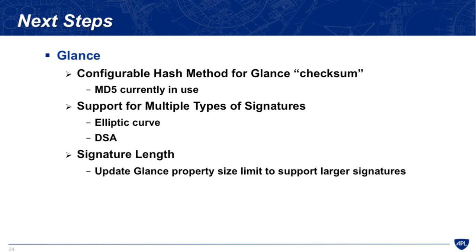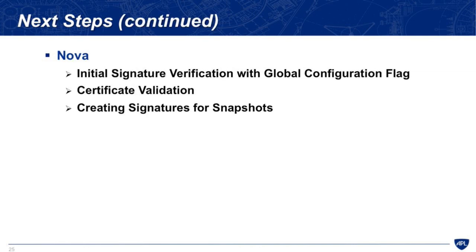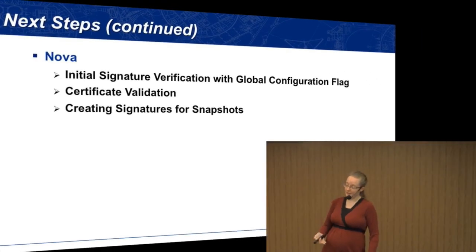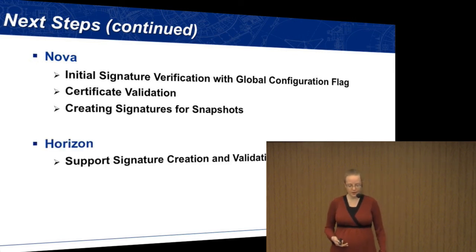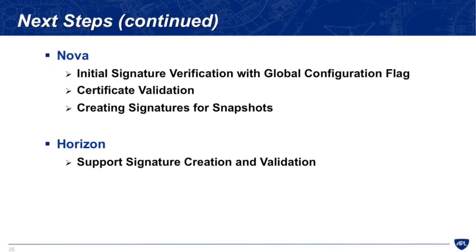There's also a limit to signature size due to Glance property size limits, and we intend to increase that so that we can support larger signatures and in turn support larger key sizes. In Nova, we plan to add the initial implementation that has a global configuration flag that requires this signature verification in order to boot an image. We also plan to add certificate validation to Nova, and eventually add the ability for Nova to create signatures for snapshots as well. We also want to add the ability in Horizon to support signature creation and validation there as well.